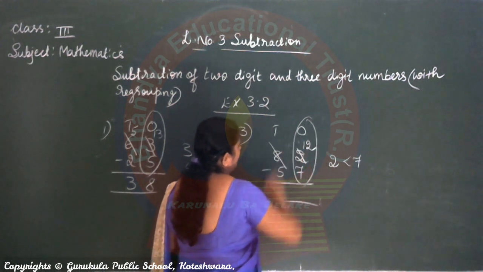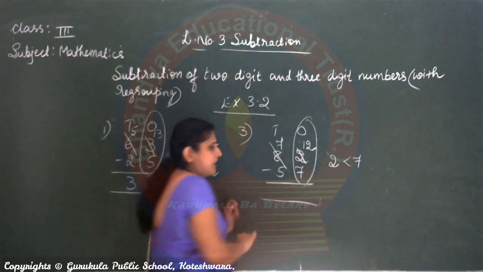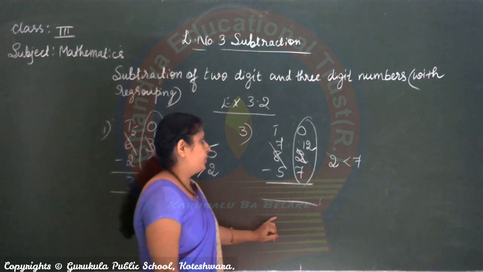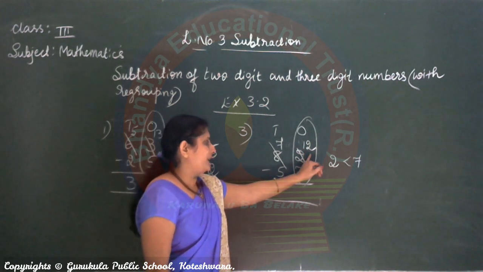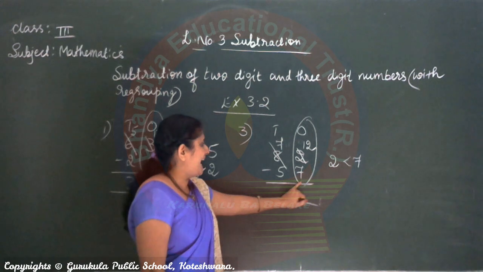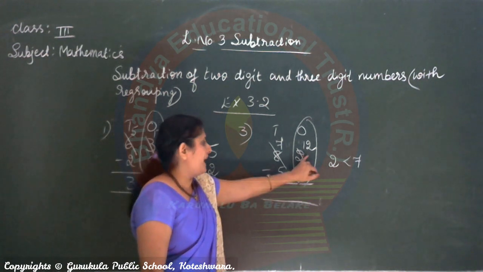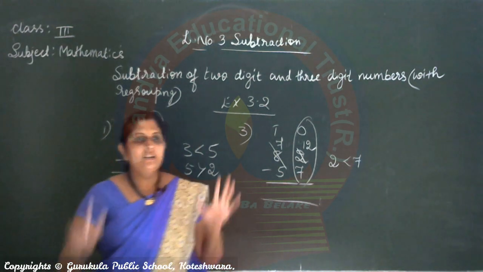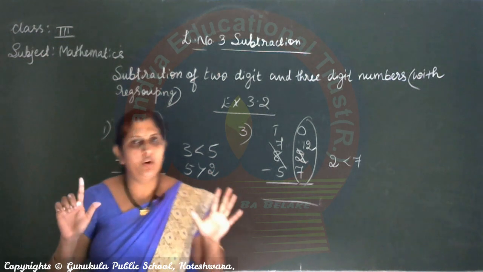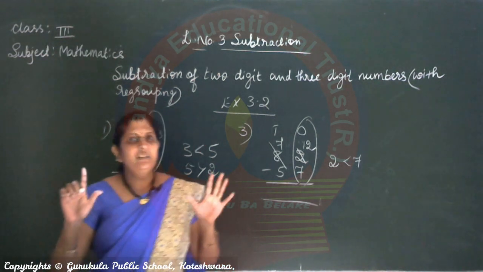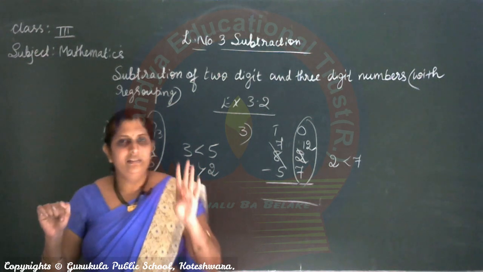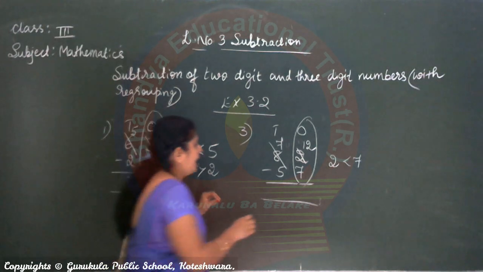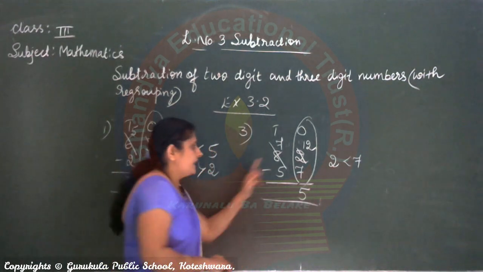That time it will become 12 here. How many tens are remaining now? 7 tens are remaining here. So now from 12 ones we have to subtract 7 ones. 12 you keep in your mind, 7 in your hand. Before 12: 11, 10, 9, 8, 7, 6, 5. So here 5.